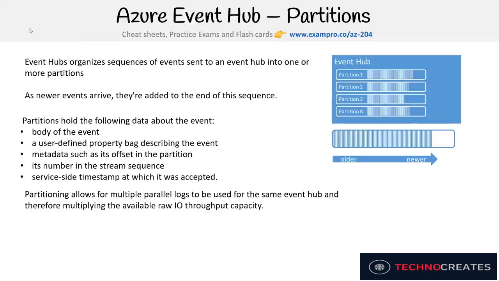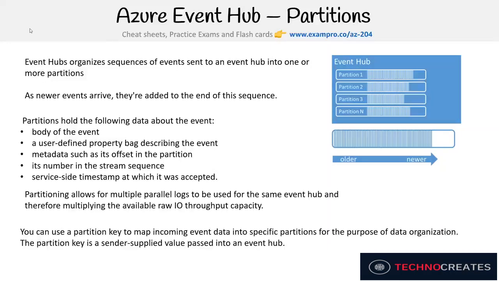Partitioning allows for multiple parallel logs to be used for the same event hub, and therefore multiplying the available raw input/output throughput capacity. You can use a partition key to map incoming event data into specific partitions for the purpose of data organization, and the partition key is a sender-supplied value passed into an event hub. So there you go.